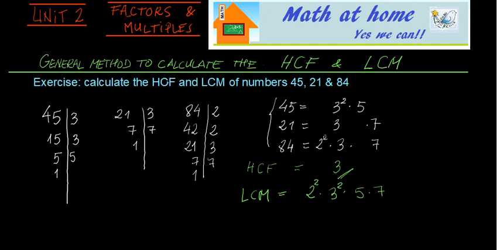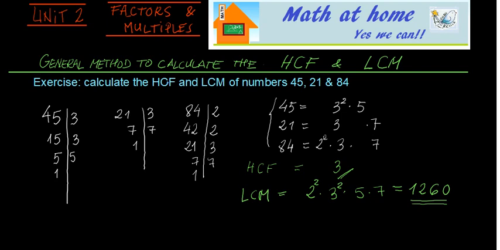Now, the only thing is to calculate this product. 2 squared times 3 squared is 4 times 9 times 5 times 7. It is equal to 1260. You can check it. And of course, this is a common multiple of the three numbers.